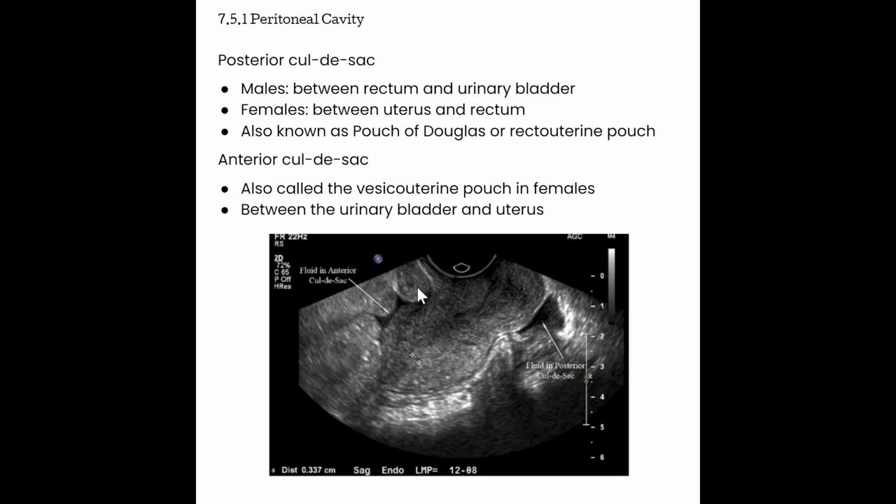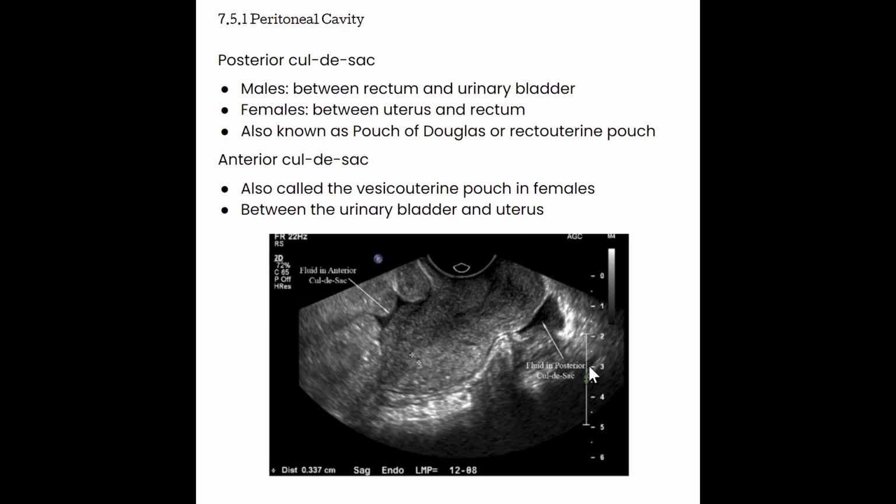The posterior cul-de-sac varies depending on patients who still have uteruses. So males and females who have had hysterectomies, their posterior cul-de-sac is going to sit in between the rectum and the urinary bladder. Females who still have a uterus, the posterior cul-de-sac then is the area between the uterus and the rectum. And this is also known as the pouch of Douglas or the rectouterine pouch. So here we have fluid in the posterior cul-de-sac. This is the uterus. Fluid in the posterior cul-de-sac, and this is the rectum behind it.